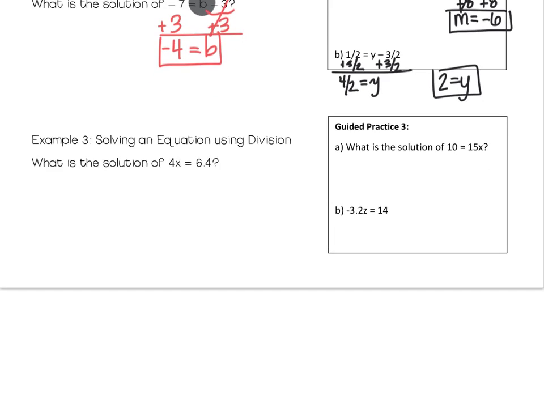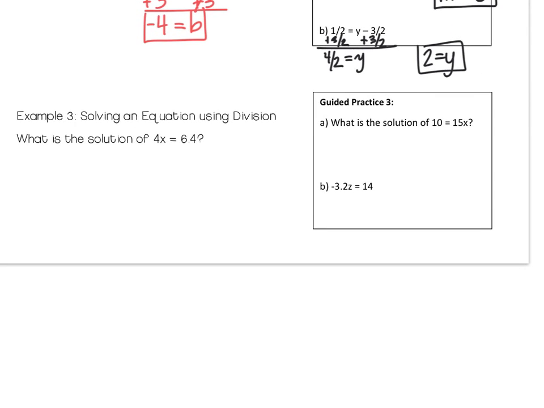Okay, example 3, we're going to use division this time. So in our problem, we're going to find our x, and it's right here, and it's multiplied by 4. So the opposite of multiplication is division. We're going to divide by the 4. Whatever we do to one side, we have to do to the other. And we get x equals 6.4 divided by 4 is 1.6. And that's my answer.